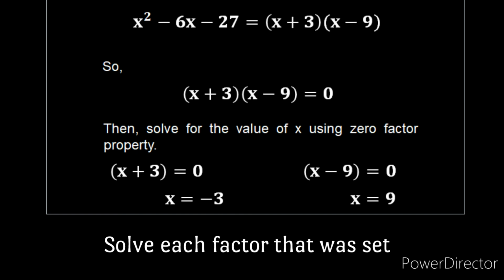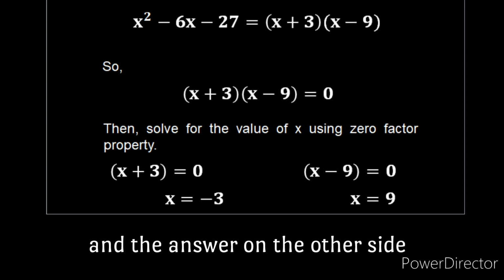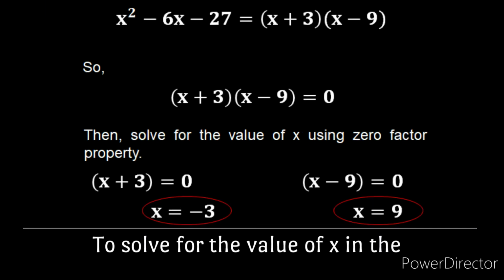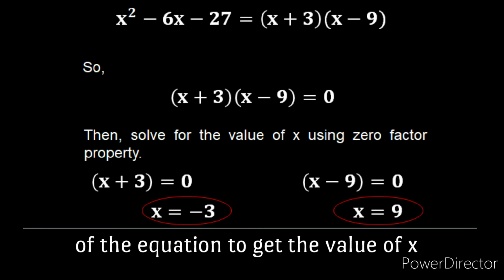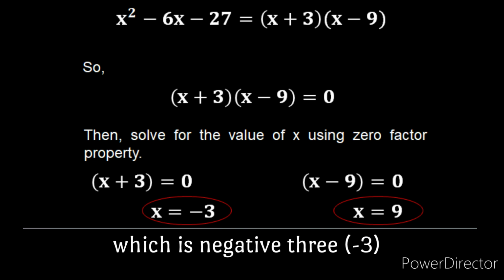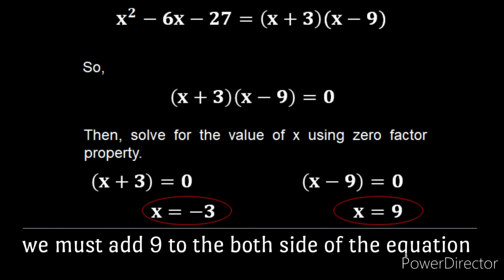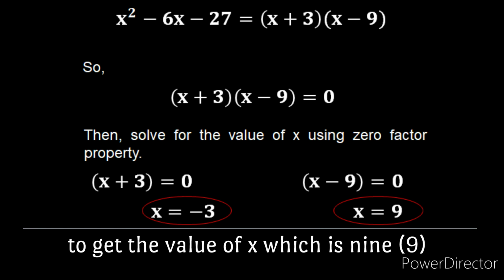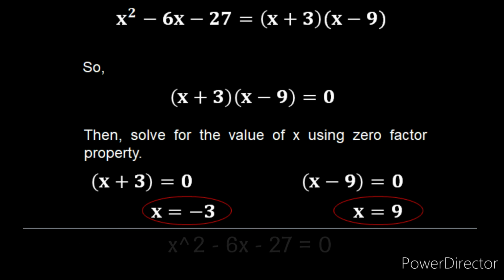Solve each factor that was set equal to 0 by getting the x on one side and the answer on the other side. To solve for the value of x in the first equation, x + 3 = 0, we must subtract 3 from both sides of the equation to get the value of x, which is -3. In the second equation, x - 9 = 0, we must add 9 to both sides of the equation to get the value of x, which is 9. Therefore, we can say that the solutions of the quadratic equation x² - 6x - 27 = 0 are -3 and 9.